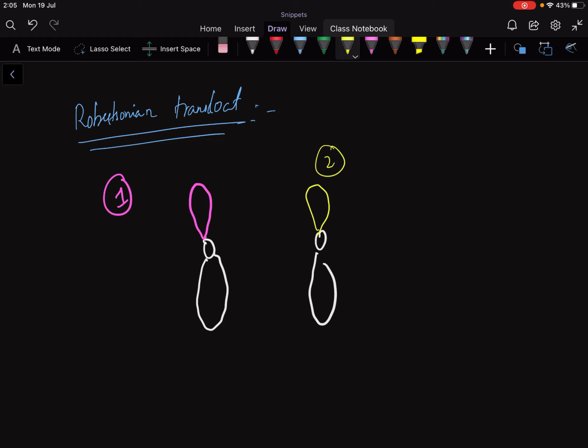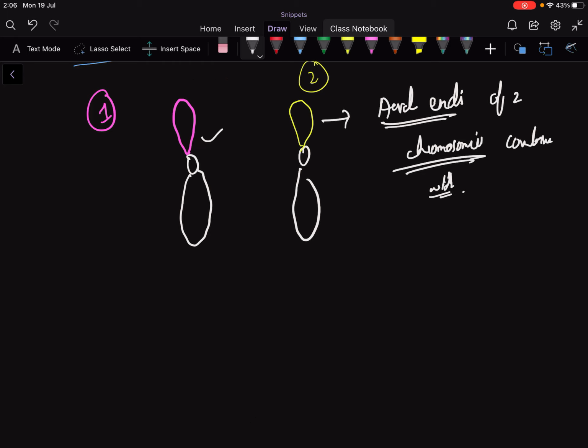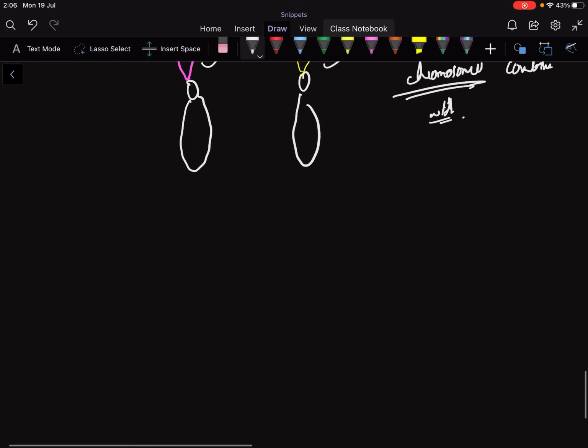Okay, so what is happening here? These are called the acral ends. These ends are called the acral ends. So what is happening in Robertsonian translocation? The acral ends of two chromosomes will combine with each other. So what is meant by this? This acral ends, this pink one and this yellow one, they will fuse with each other.